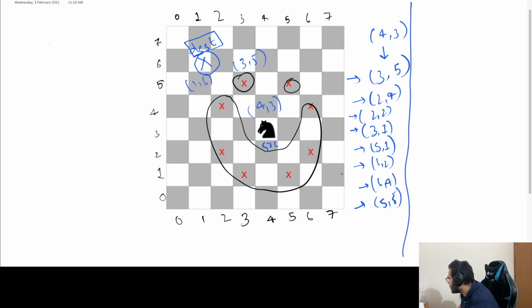Is 1 comma 6 already there? No, right? So let's start with the first one. We started at 3 comma 5. Let's see from where all the knight can go from 3 comma 5, right?